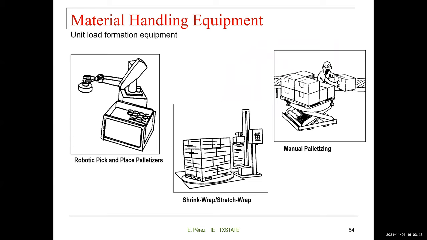Robotic pick and place palletizer. These are again helping in terms of putting the unit loads together, but for very specific products. Like you see, this one has some type of magnetic equipment so you can pick up and put inside the box. This one, the shrink wrap, stretch wrap, if you go to the airport, you'll find this type of machine for luggage protection and for unit loads built for transportation purposes. And then the manual palletizing option, which has this type of crane lifting the pallet, helping the operator to place the boxes at a better height.